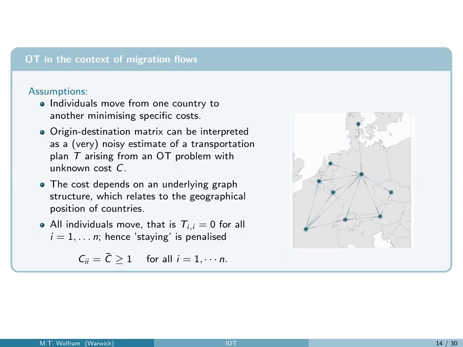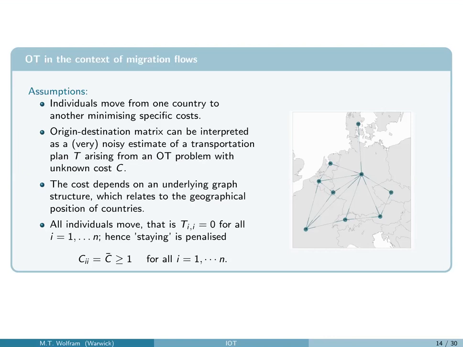Okay, so now let's talk about how we can use the optimal transportation problem in the context of migration flows. As I said, this was the main application that we started to work on. We learned about the others along the way. The question here was, we have now our transportation map, the origin to destination map. Let's say that individuals move and they want to minimize certain costs. They move from one country to another, and moving from one country to the next always comes with costs. So we say that this origin-destination matrix can be interpreted as a very noisy estimate of a transportation map, and the cost is unknown.